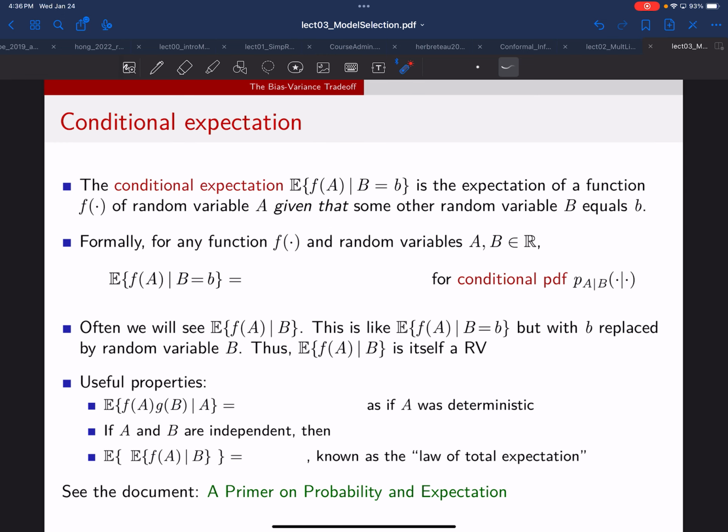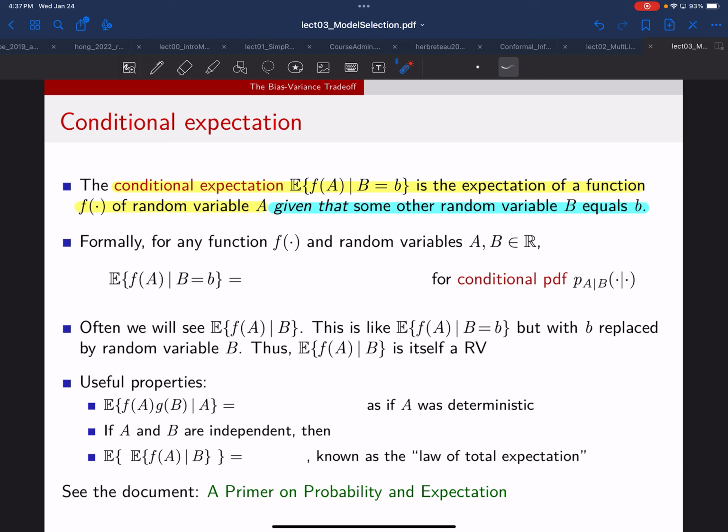Conditional expectation now is the next important concept. So this is where things start to get a little trickier. So the conditional expectation is the expectation, in this case, of a function f of random variable A. And here's the key idea: given that some other random variable, which we'll call B, takes on some specific value, little b.